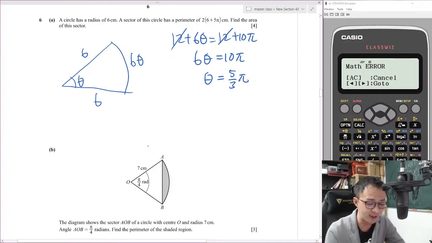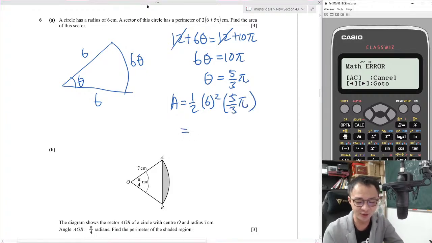Alright, so then what we want to find next is our area. So area is half r squared theta. So yeah, just use the calculator. 36 divided by 2 multiply 5 over 3.